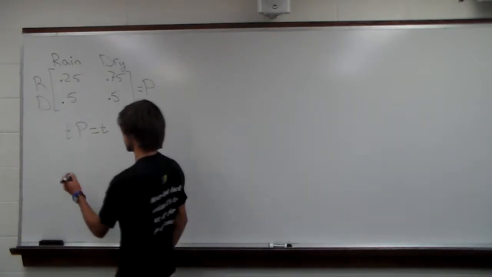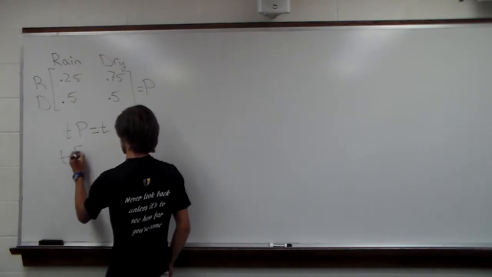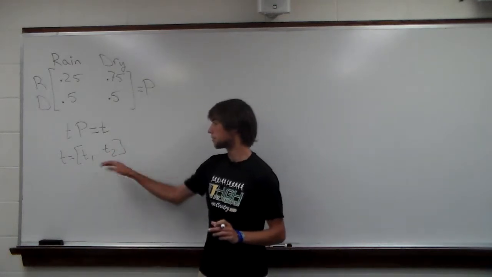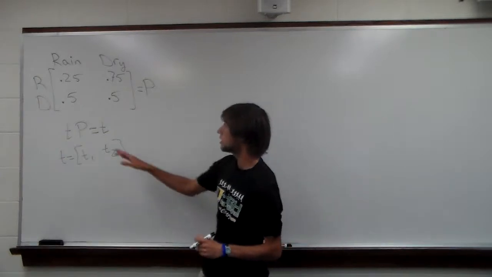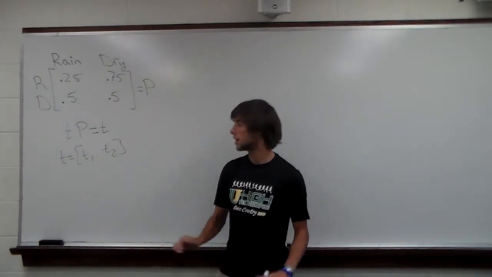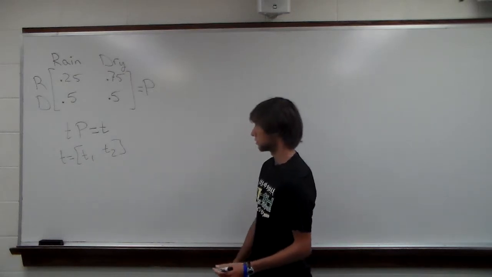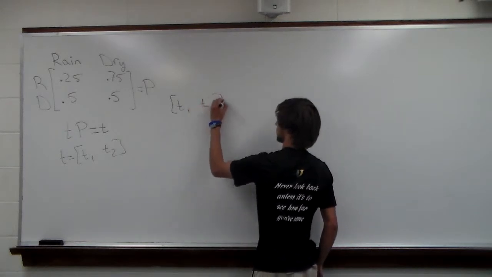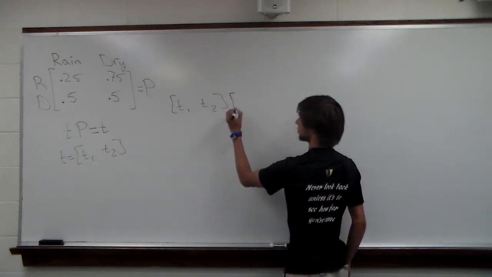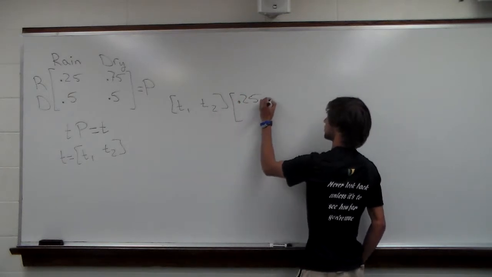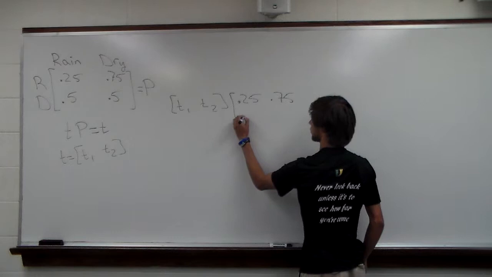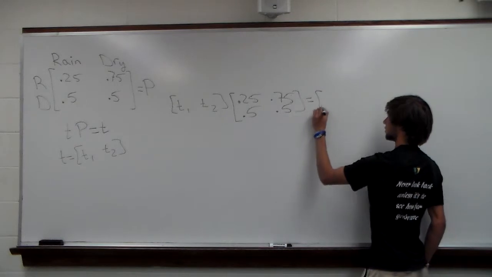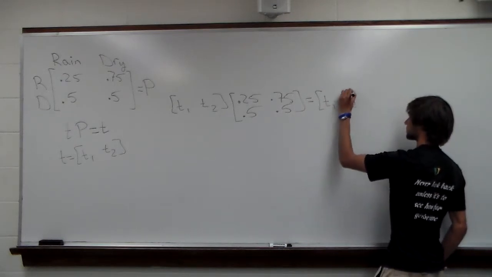To figure that out, we're going to let T equal T sub 1 and T sub 2. We have a 1 by 2 vector here because we know it has to be a row vector, and it's a 2 by 2 matrix that we're multiplying it by, so that means we have to have 2 columns there. So this is going to end up looking like T sub 1, T sub 2, times our matrix P, which is 0.25, 0.75, 0.5, 0.5, and that's going to equal T sub 1, T sub 2.